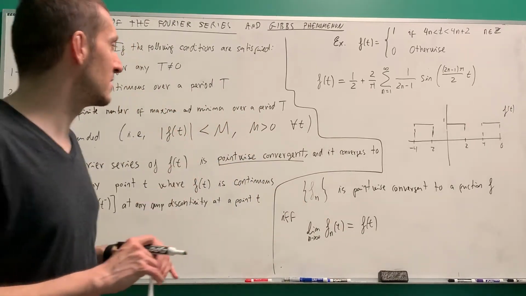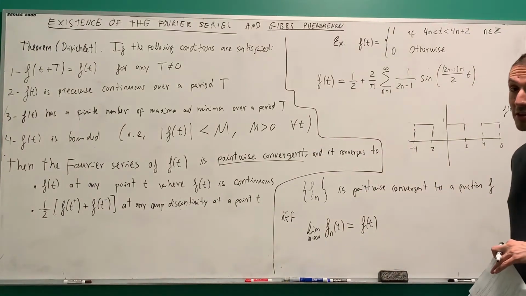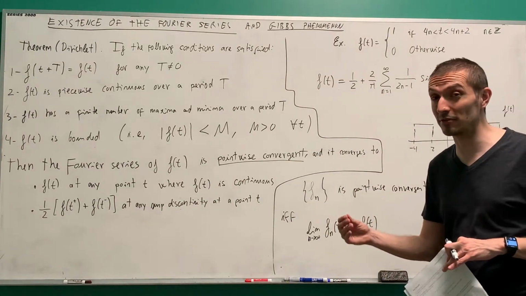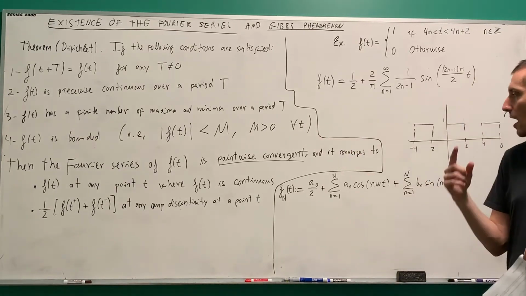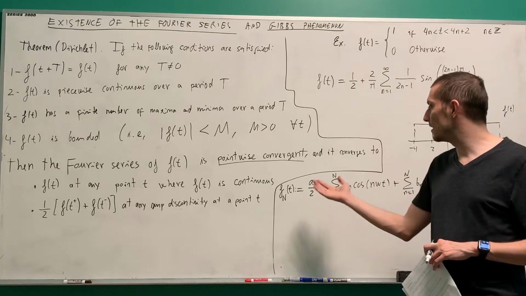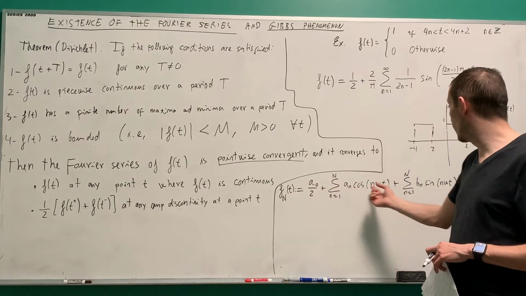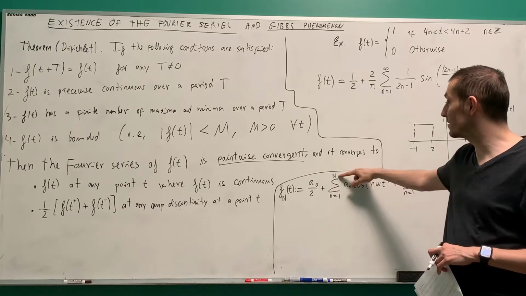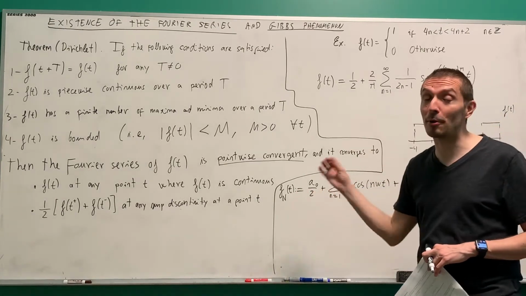All right. In our context, what does that mean? Well, in the context of Fourier series, when we say pointwise convergence, we talk about the partial sums of the Fourier series. So let me erase and write something else. When we define a Fourier series of a function, the only difference is that the sum goes to infinity, not to n. So I define here the partial sums.